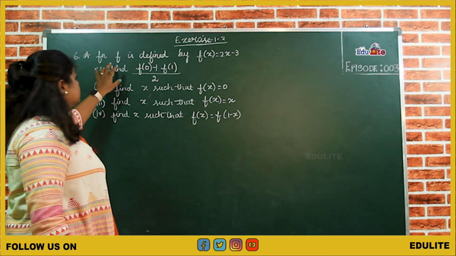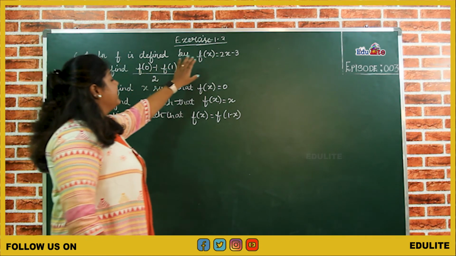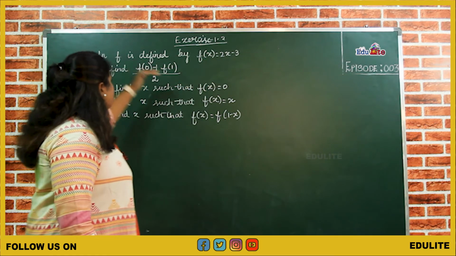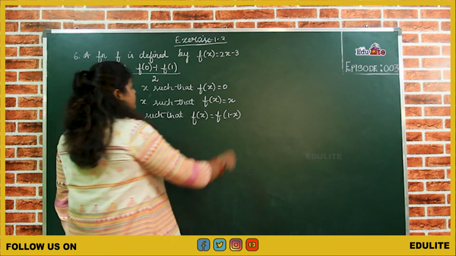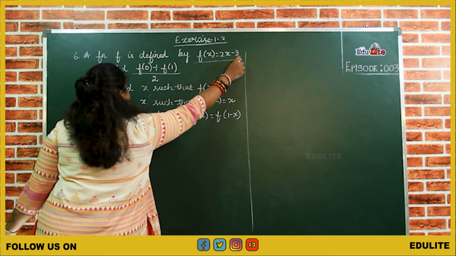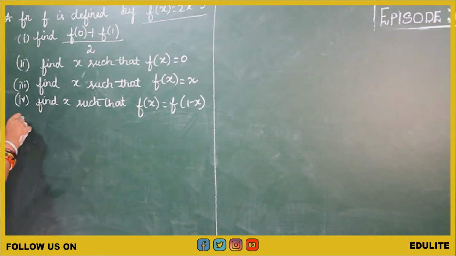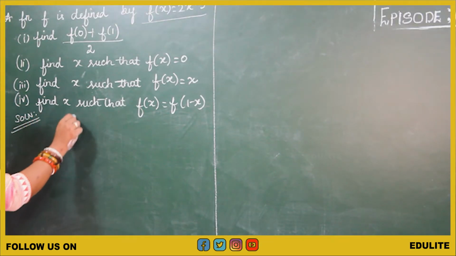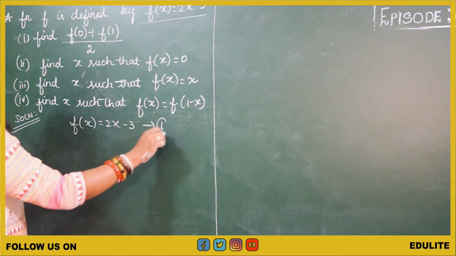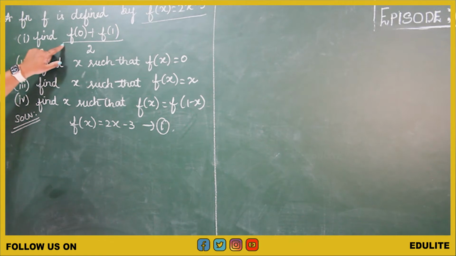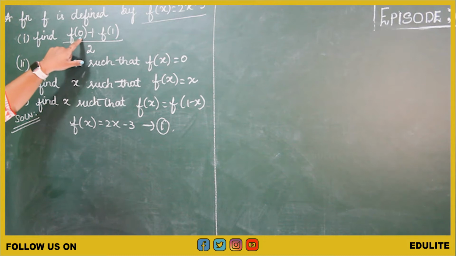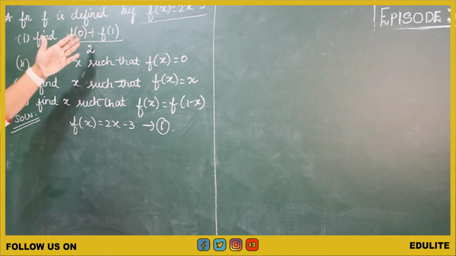So, in the sixth problem, a function f is defined by f of x equals 2x minus 3. We are given this relation, and we have to find all these 4 options. We will find them one by one using the relation f of x equals 2x minus 3. This we will consider as equation 1. In the first option, we have to find f of 0 plus f of 1, divided by 2. So, first we will find f of 0 and f of 1, then we will substitute in this relation.